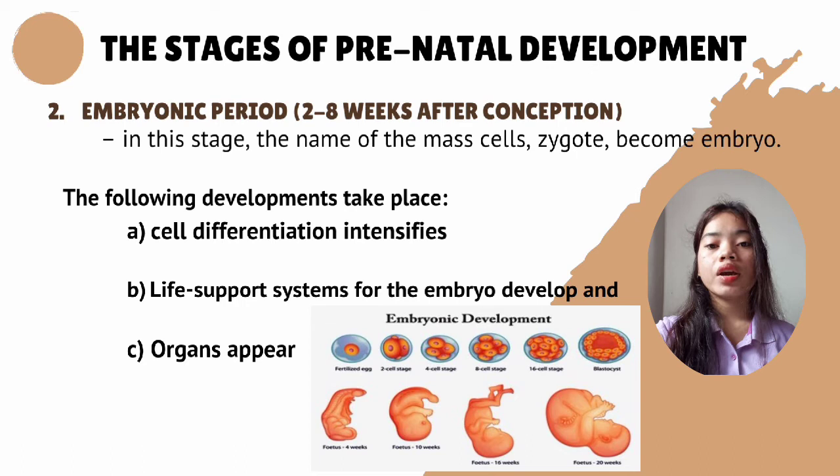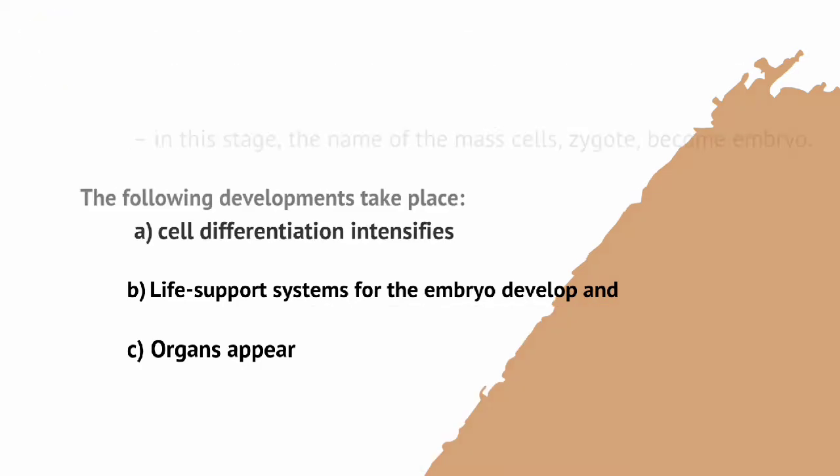The second period of prenatal development is the embryonic period, or 2 to 8 weeks after conception. In this stage, the zygote becomes an embryo. The following developments take place: cell differentiation intensifies, life support systems for the embryo develop, and lastly, organs appear.